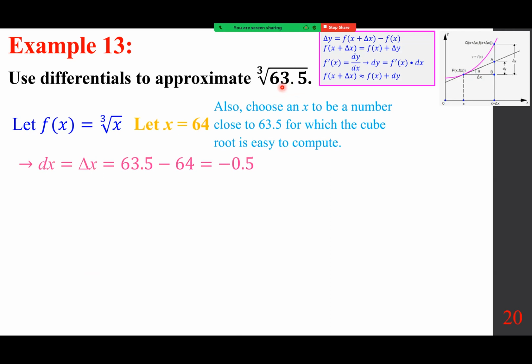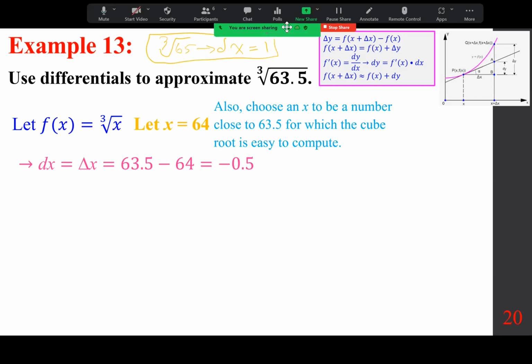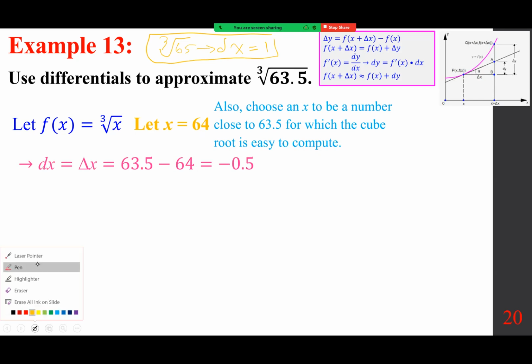So 63.5 minus 64. However, again, just to make sure everybody understands what's going on, if I was interested in, let's say, cube root of 65, then my dx would be positive one. And that's something you want to be very careful of. And so with that being the case, let's go through the process.